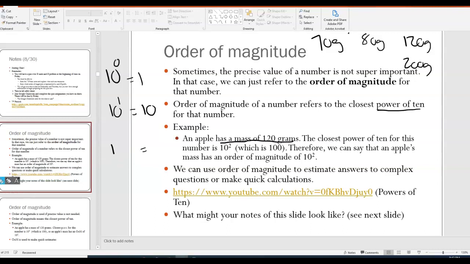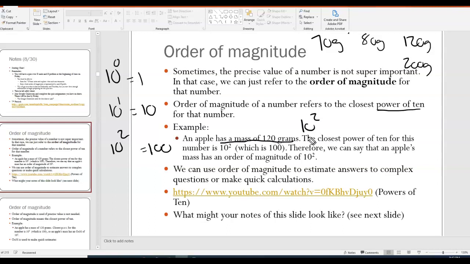Let me erase that. Okay, and if you look at the numbers, 70, 80, 120, 200, what are they all closest to? Are they closest to 10? Are they closest to 100? Are they closest to 1,000? I would say they're all pretty close to 100, and therefore we can say that the mass of an apple has an order of magnitude of about 10 to the power 2, without talking about one specific apple. In other words, apples in general have a mass of about 10 to the power 2 grams.